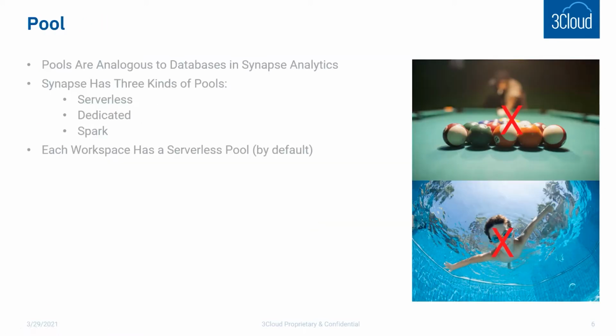Just a quick mention about pools. They're a little bit analogous to databases and the way we think of those. Synapse has 3 different kinds: serverless, dedicated, and Spark. The serverless one is what we're going to talk about. The dedicated one is more of the one we think of when we talk about Synapse, the big MPP appliance in the cloud, if you will. It can do data at scale. And then, as I mentioned earlier, each workspace, when you create one, automatically gets a serverless pool.